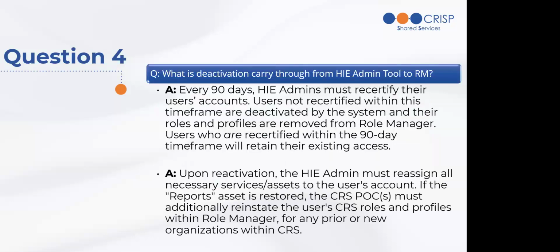All right, next question. What is the deactivation carry through for HI admins to role manager? As you know, assuming everyone here is a POC for CRS, the whole goal is to recertify users every 90 days. However, in some cases where users are not managed and recertified within that 90-day time frame, on the 91st day, they will go into a suspended status for at least 30 days. And then from there, those users will eventually be deactivated.